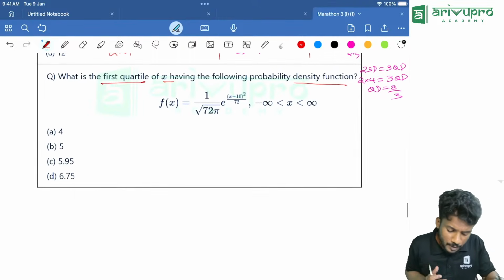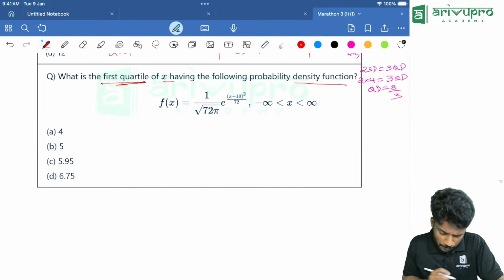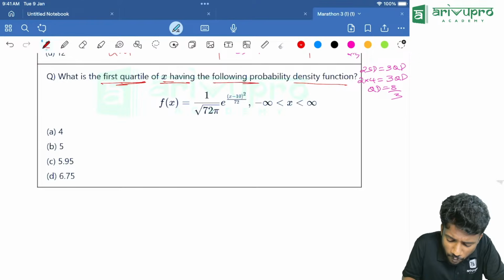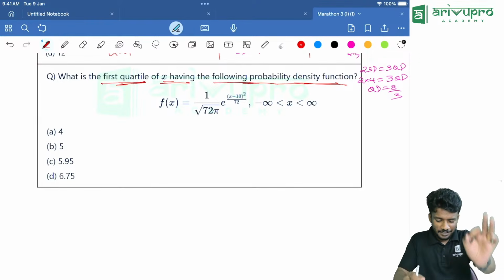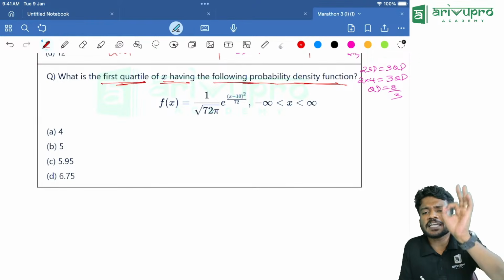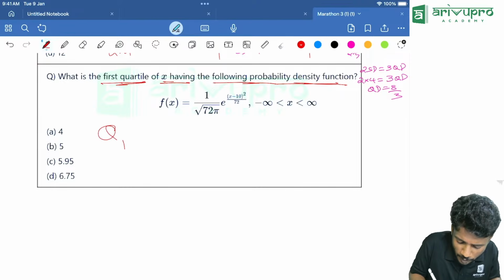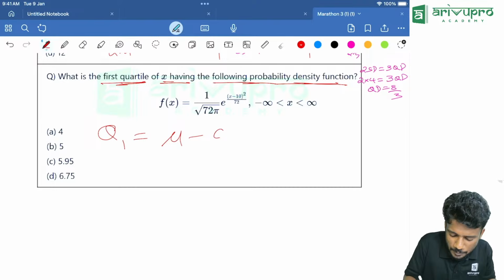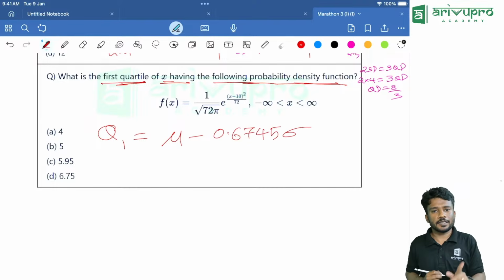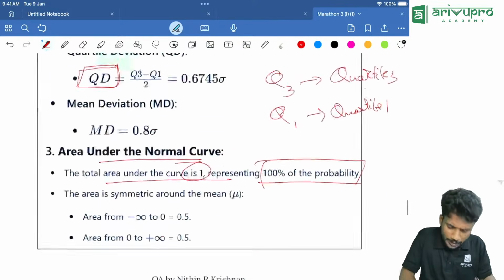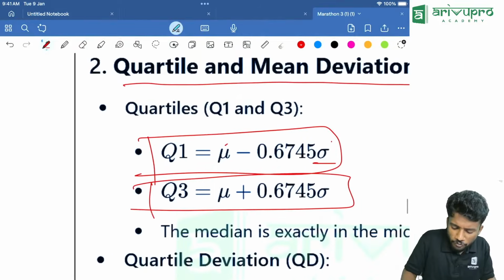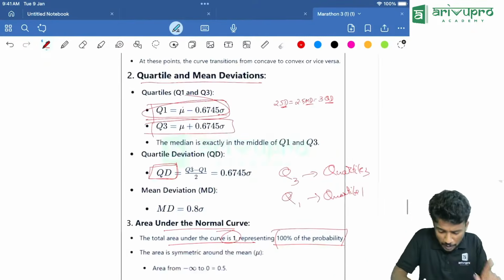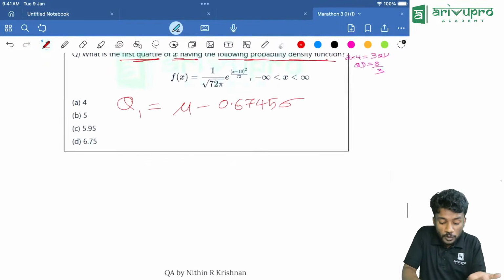Now look here, what is the first quartile of x having the following probability density function? Now how to find the first quartile, people? Q1 is equal to what? We have a formula. What is it? Mu minus 0.6745 sigma. Correct? Q1 is equal to mu minus 0.6745 sigma. We have one formula. So first we require what and what to find this?